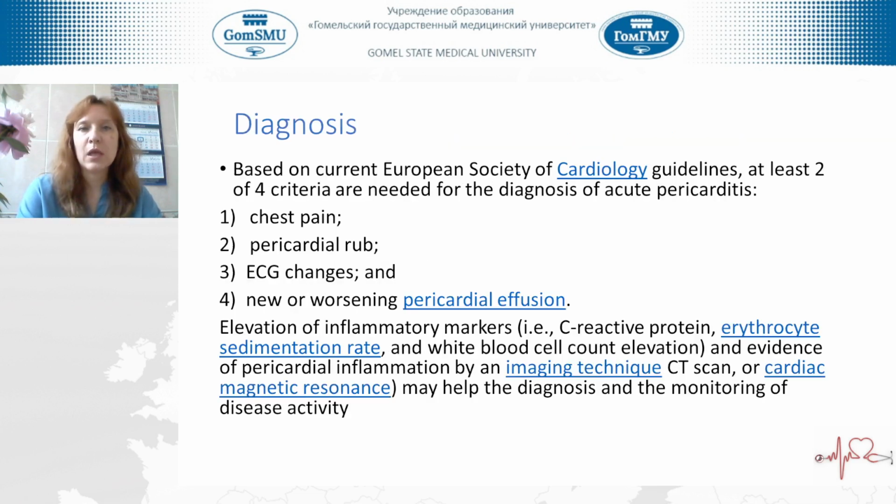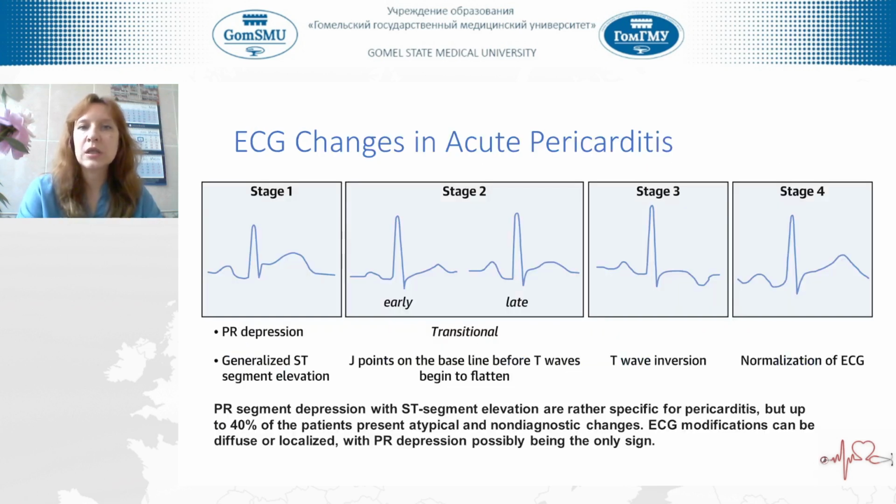Diagnosis. Based on the current European Society of Cardiology guidelines, at least 2 of 4 criteria are needed for diagnosis of acute pericarditis. First, chest pain; second, pericardial rub; third, ECG changes; and new or worsening pericardial effusion. Elevation of inflammatory markers, C-reactive protein, erythrocyte sedimentation rate and white blood cell count, and evidence of pericardial inflammation by an imaging test. CT scan or cardiac magnetic resonance may help the diagnosis and the monitoring of disease activity.